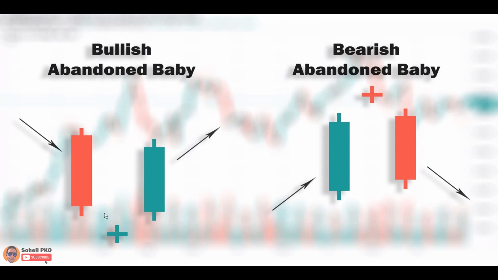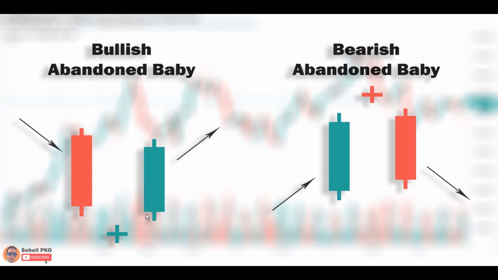The first candlestick is long and red as expected, and the second one is a doji that opens below the low of the previous candle, and the third one is a long green candle that opens above the high of the doji. Actually, there is a gap between the doji and the other two. When the second candle opens below the low of the previous candle, it shows high selling pressure, but suddenly buyers took control, and the result is a doji, which is a complete indecision and a standoff between buyers and sellers.